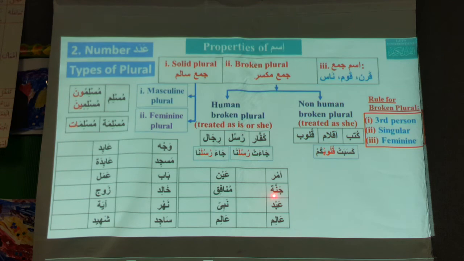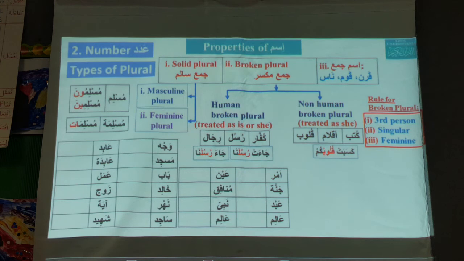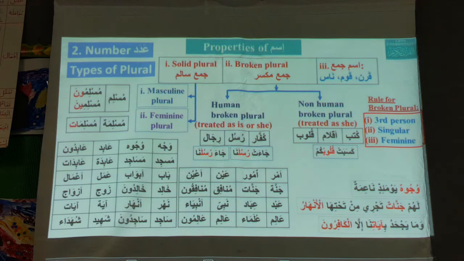Amr means order. What is the plural? Umur. Amr is to order, umur, orders, you can say. And what was abd? Slave, ibad. Ibadillah is salihin. We know this, abd, ibad. Yeah, so these are a few examples from the Quran.